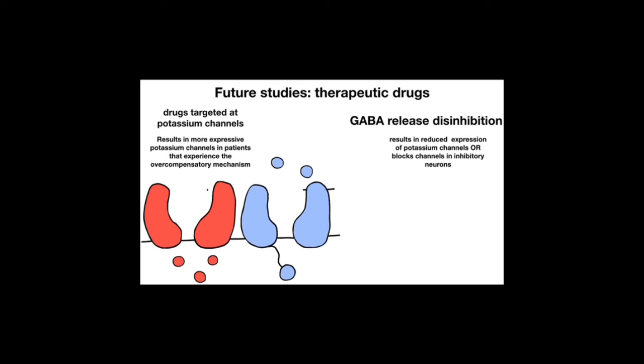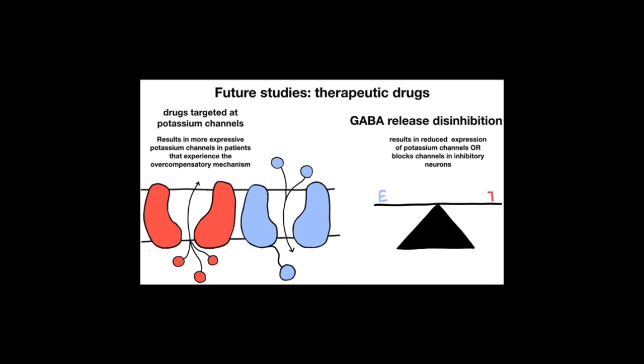Scientists can begin to look into drugs that can open more or express more potassium channels in patients that face the overcompensatory mechanism. In patients that experience disinhibition of GABA release, scientists can begin experimenting with drugs that reduce the expression of potassium channels, or more simply block these channels to a certain extent in inhibitory neurons.